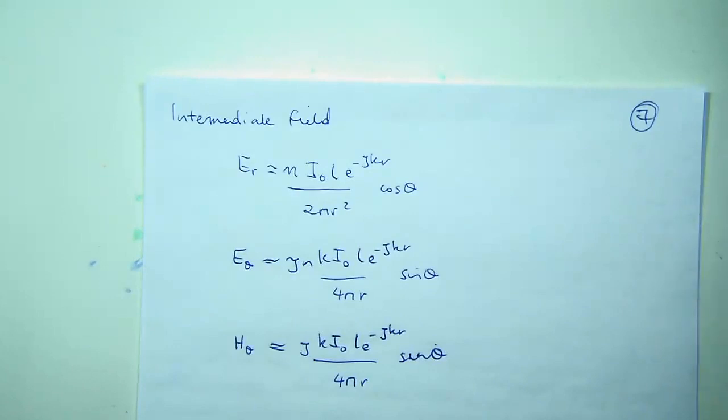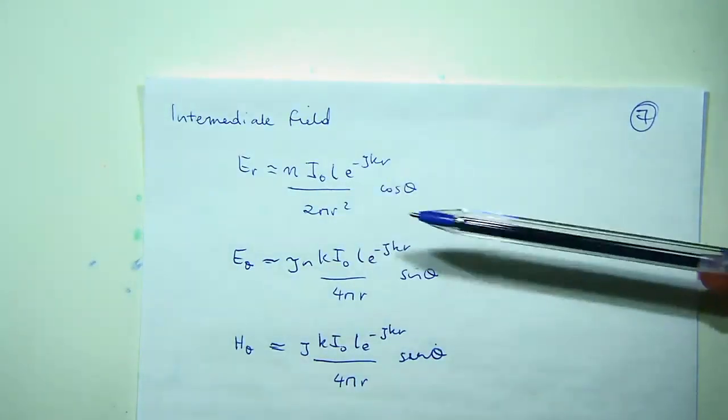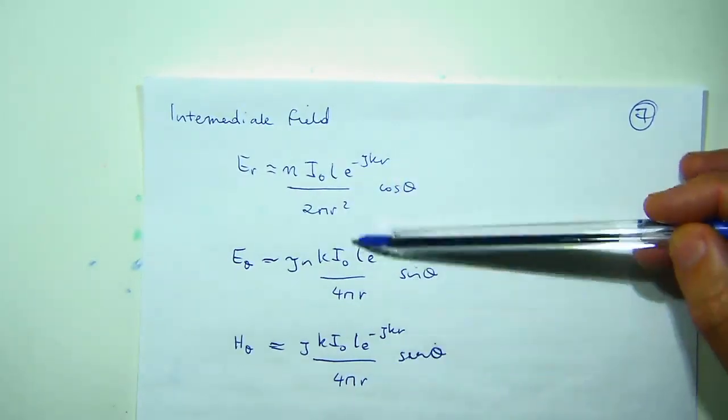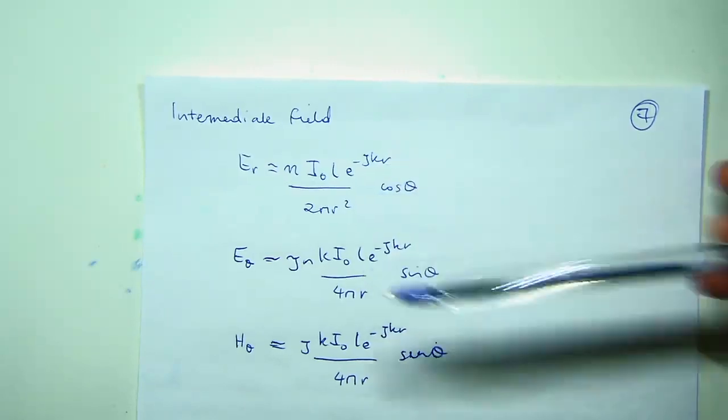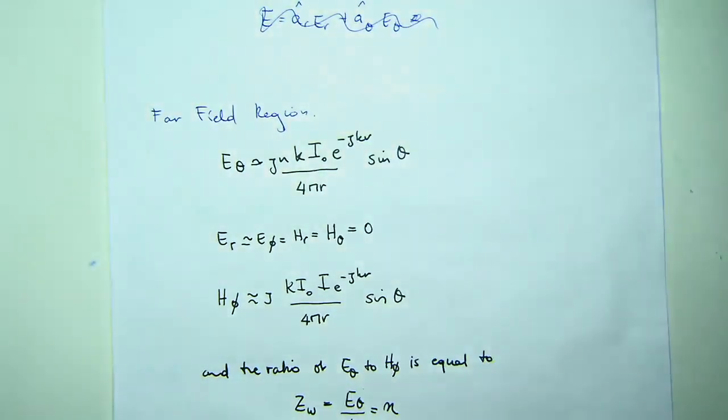We're going to talk about the intermediate field, where the components go as R squared or R, in both the E_r and E_theta. And then, most importantly, we've got the far field region, which is the region far from the antenna, where there's actually radiation, or electromagnetic propagation.